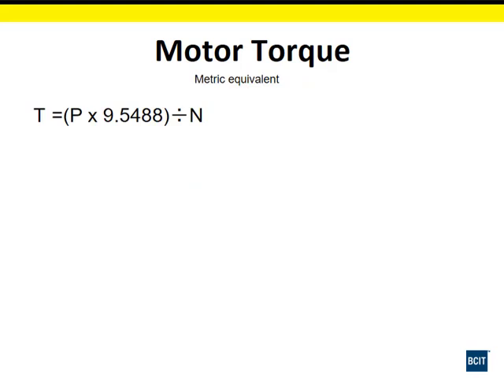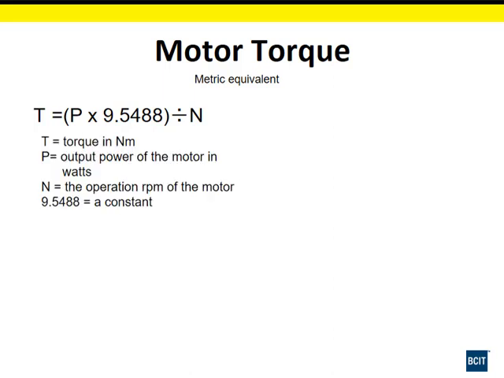Now also, we have a metric equivalent here. Okay, so the torque is going to be in Newton meters. The output power of the motor will be in watts, and this is common in European and Asian motors, sizing them this way. And N is the operation RPM of the motor. Okay, and then that 9.5488, it's just a constant we use.